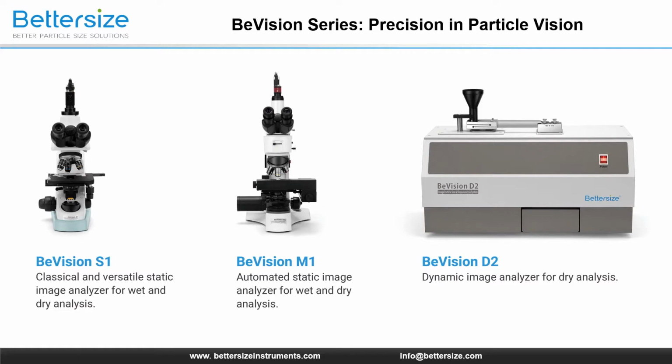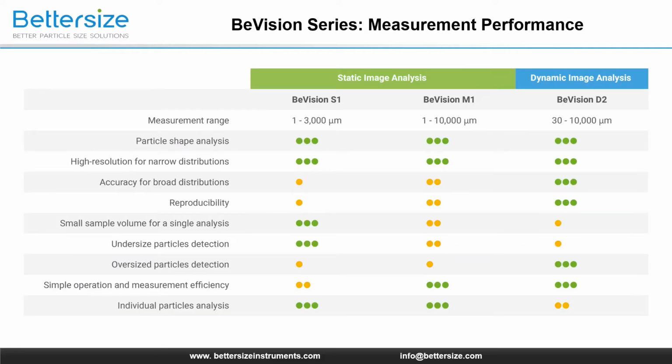On the other hand, the Bevision M1 and D2 have automated hardware, which makes it possible to do measurements automatically. The Bevision image analyzers aim at different applications, and they have different measurement performances. Firstly, their measurement range is different. Static image analyzers perform better for fine particles, but they have a lower max size.